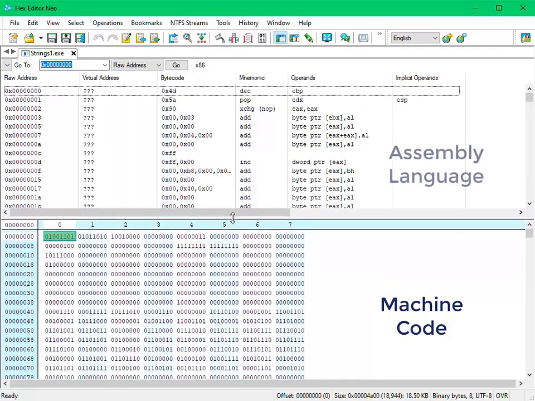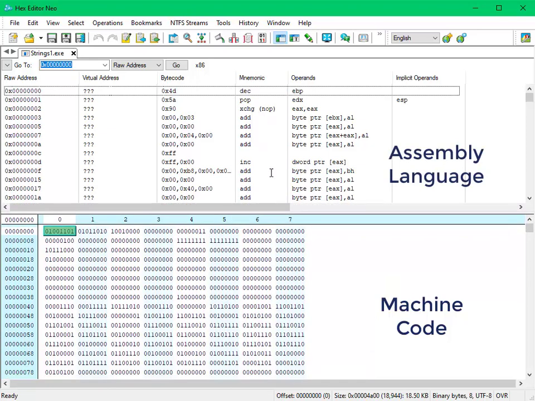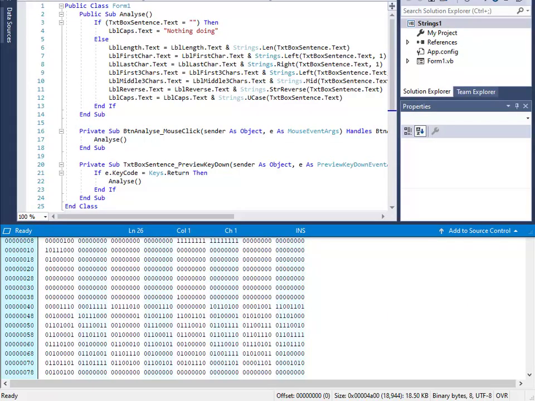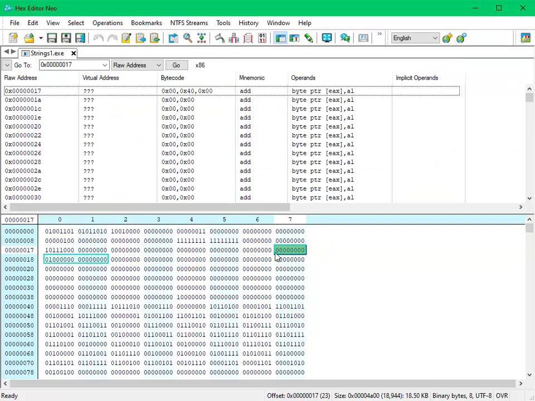Here is the assembly language that produced this machine code. Assembly language is much easier to understand and much easier to program in than machine code. And then we can go one step further. We can look at higher level languages. And here is an example of Visual Basic. It was this higher level language that was used to produce this machine code originally.